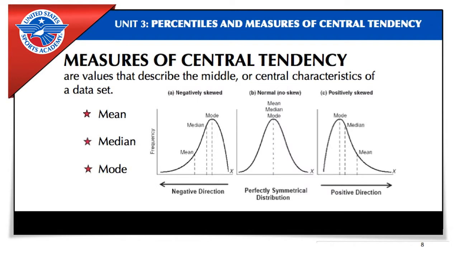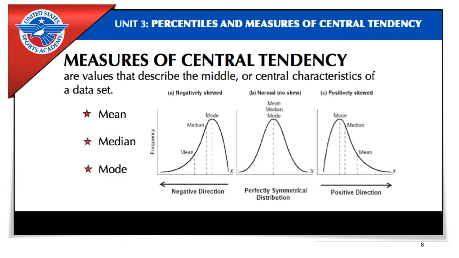Measures of central tendency are values that describe the middle, or central, characteristics of a set of data. Some terms that may be used to describe the center of a group of scores are the most common score, known as the mode; the typical score, associated with the 50th percentile, known as the median; and the average score, known as the mean.